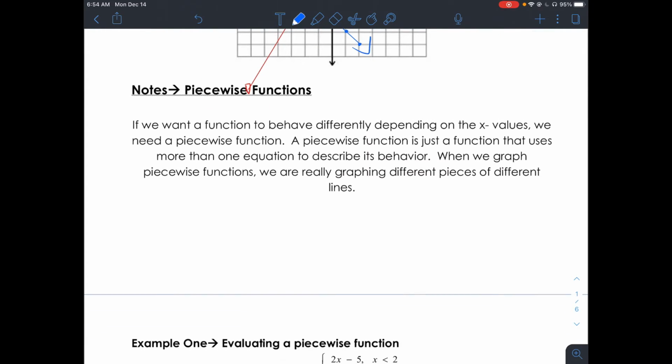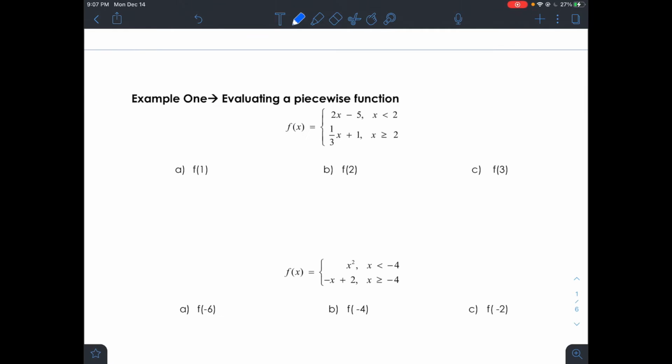All right, so now let's talk about what a piecewise function is. If we want a function to behave differently depending on the x values, we need a piecewise function. A piecewise function is just a function that uses more than one equation to describe its behavior. When we graph piecewise functions, we are really graphing different pieces of different lines. We're going to try example 1 here.